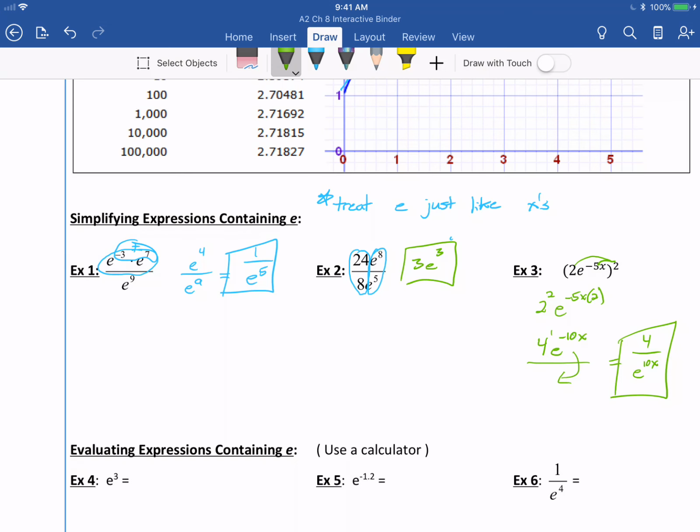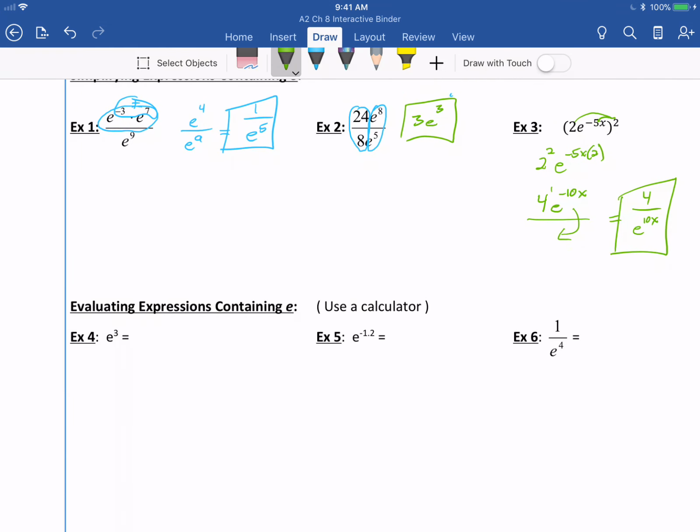Awesome. So here we go: evaluate these expressions containing e. Just use your calculator. The nice thing about when we start graphing with e is that you can just put them into your calculator and get decimals, and that's okay.